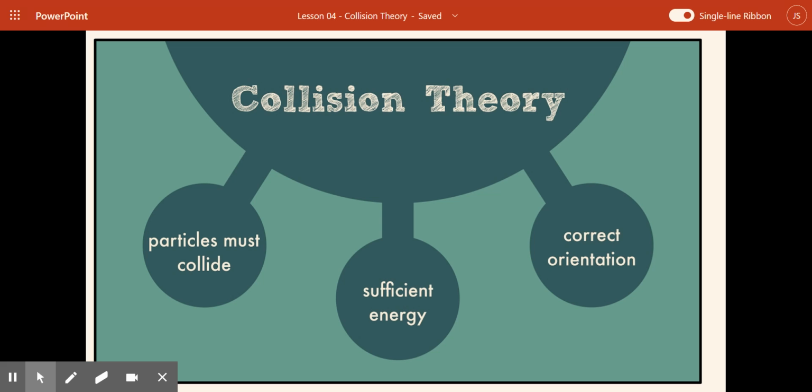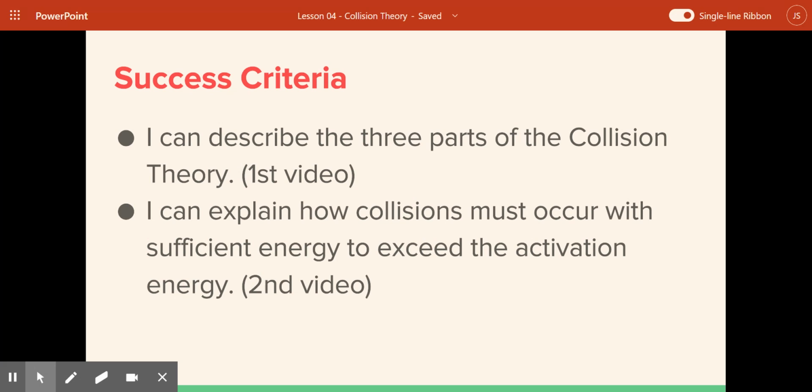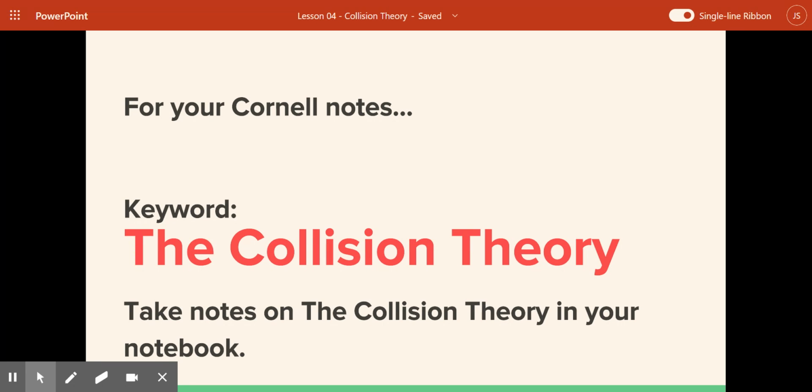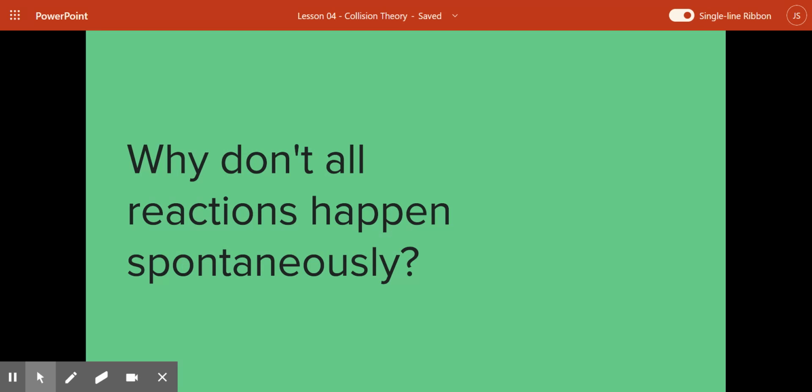Okay, so in this lesson, we're looking at collision theory, which helps us to explain why some reactions happen more easily than others. By the end of the first video, you should be able to describe the 3 parts of collision theory. You will need to take notes in the form of Cornell notes. Since you probably don't have your notebooks at home, please use the online template or the digital template that Mr. Strickler gave you.